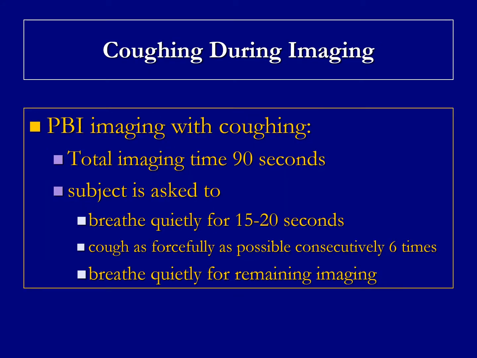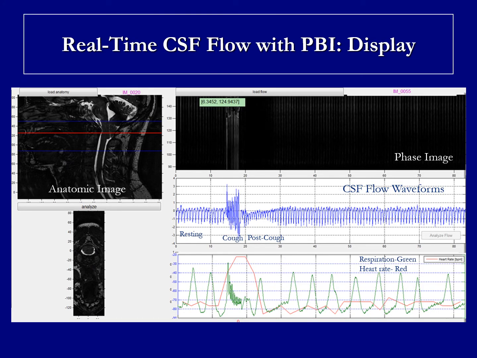So how do we employ coughing or Valsalva during imaging? We do a total imaging time of about 90 to 100 seconds. The subject is asked to breathe quietly for about 15 to 20 seconds after the machine starts. Then they are instructed to forcefully cough 5 to 6 times consecutively without moving their head, and then breathe quietly for the remaining imaging time. So here is the display of that CSF flow with the real time. What does it show? On the left side, we see an anatomic image, which we use to set it up. This is the area, the red line, where we have measured the flow.